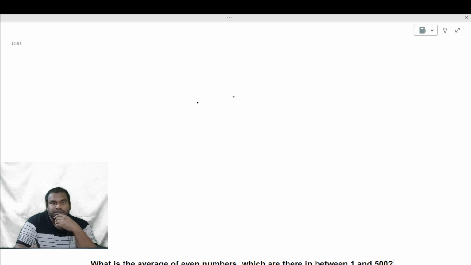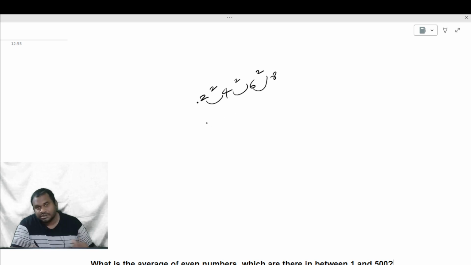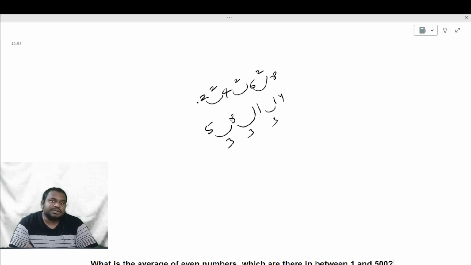Common difference, for example 2, 4, 6. The common difference between 2 and 4 is 2, and 4 and 6 is 2. So if the difference is the same, then I'll give one more example like 5, 8, 11. What is the difference between these two? 3, and here also 3. So if the difference is the same, up to say 14, then they are said to be in arithmetic progression.